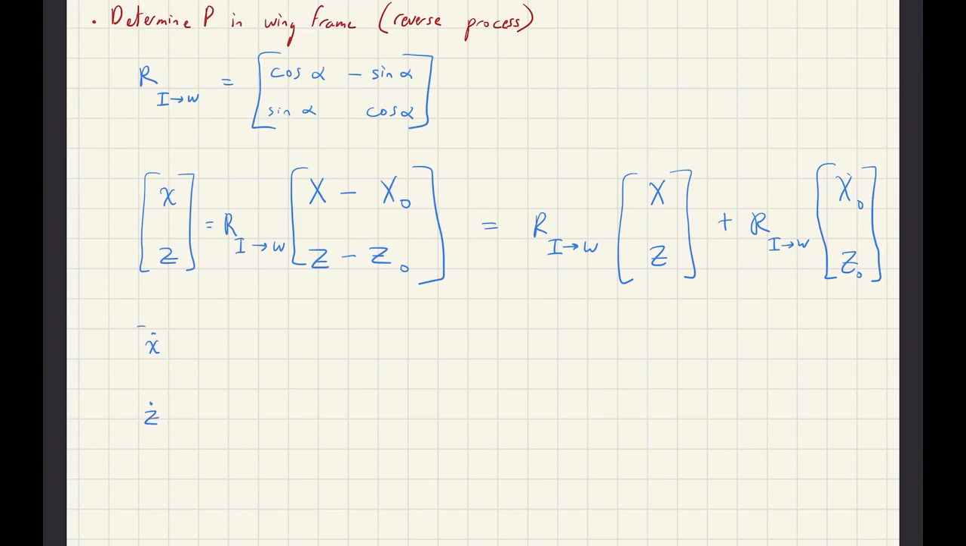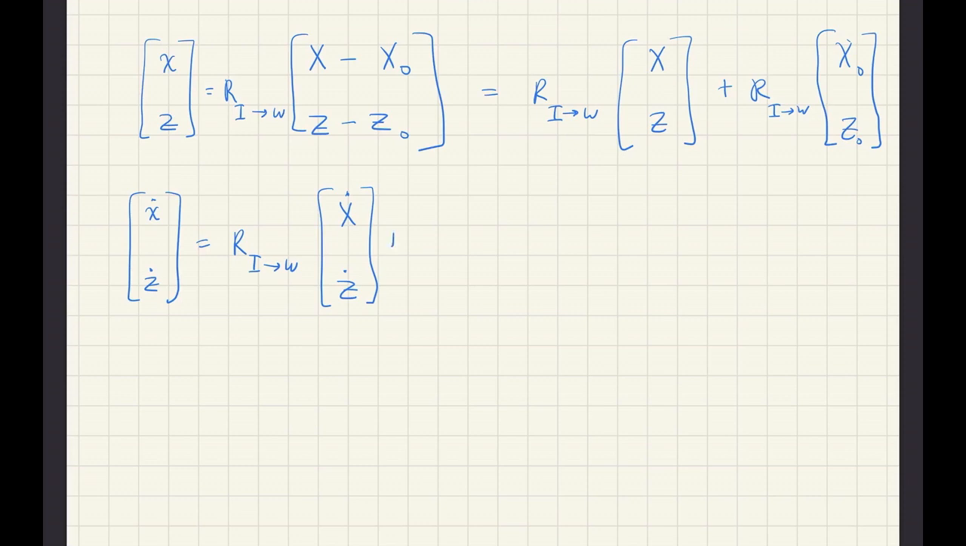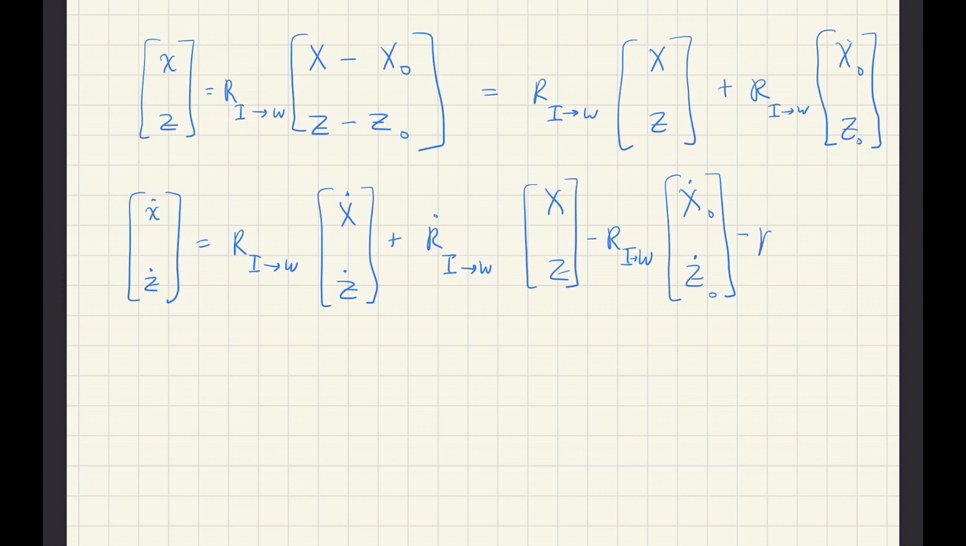x dot and z dot is equal to, again, this is a product rule, so R of I to W of x dot and z dot, plus R dot of I and W, and I'm just taking the derivative of the expression above, W of x naught, z dot naught, minus R dot from inertial to wing of x naught and z naught.